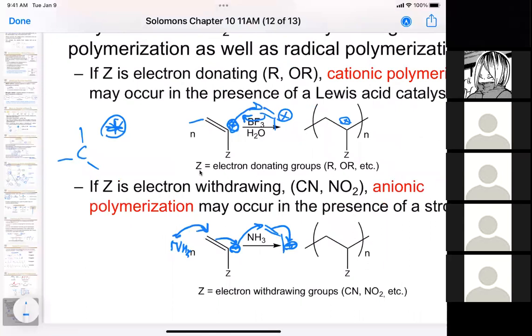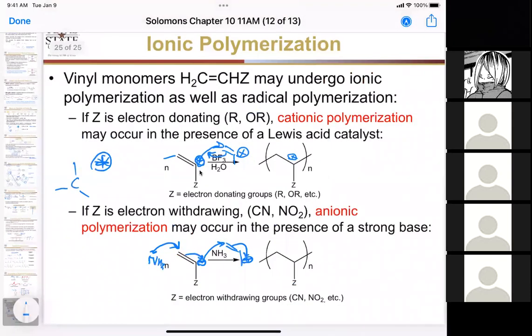So these are similar mechanisms to our radical, right? We start with a cation, we keep generating cations until we run out of material. We start with an anion, we keep generating anions until we run out of material. We start with a radical, we keep getting radicals until we run out of material. All right, questions on that? So that's everything you need to know about polymer chemistry this semester. All right, so that's the end of chapter 10.